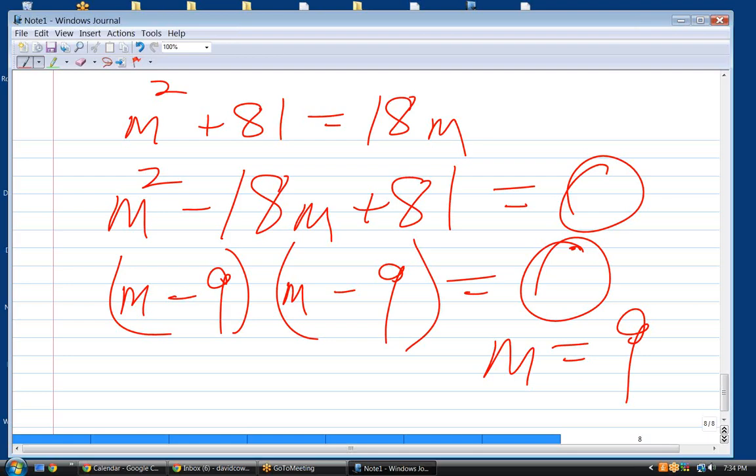The only reason I mention it is because I've been telling you that quadratics you get 2 solutions, cubics you get 3. Well, here's a quadratic where we only got 1 solution, and that's okay. It's just that we got 2 solutions. It's just they're the same thing. Okay?